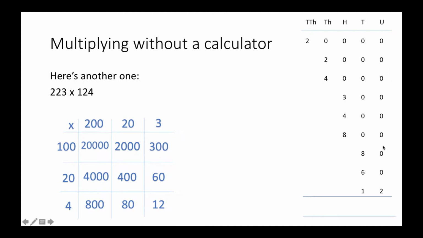So looking down our units column, nice and easy, that's just going to be 2. And then if we look down our tens column, we have 8, 6 and 1. So that makes 15. Now, because we have 15, 15 has a 10 in it, a 10 and a 5. So we put our 5 at the bottom there, but we have to carry the 10 over to the other side.